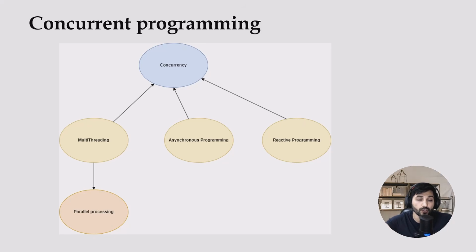We have two implementation ways of concurrency: multithreading, which we use for CPU-bound operations, and parallel processing. We have asynchronous programming, which we use for input-output bound operations. And we have reactive programming, where we react to a lot of events in our application. And we have a subset: a type of multithreading called parallel processing that helps us to parallelize, to use all the possible CPU cores in our system, to gain true parallelism.